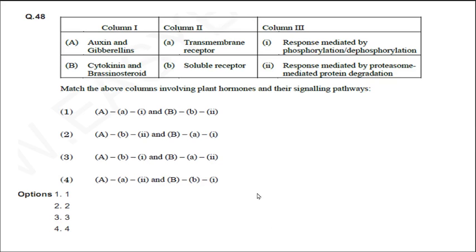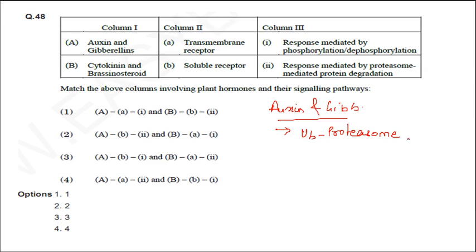Now this is a question from plant hormones. We have to match the correct one. Auxin and gibberellin, cytokinin and brassinosteroids. Now, you know that auxin and gibberellin follow the ubiquitin proteasome pathway. They tag their repressor proteins with ubiquitin, and when they are present, they degrade them by the proteasome pathway.